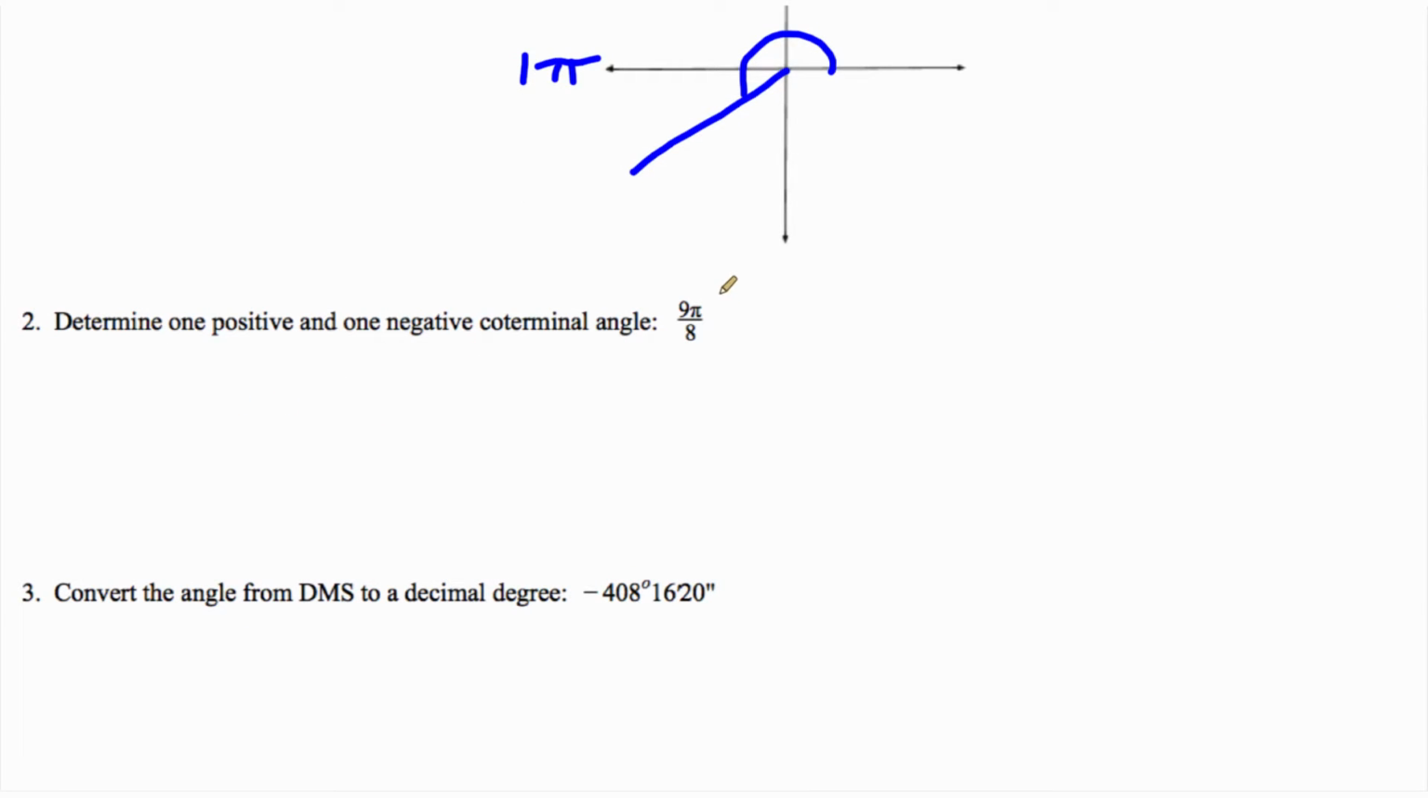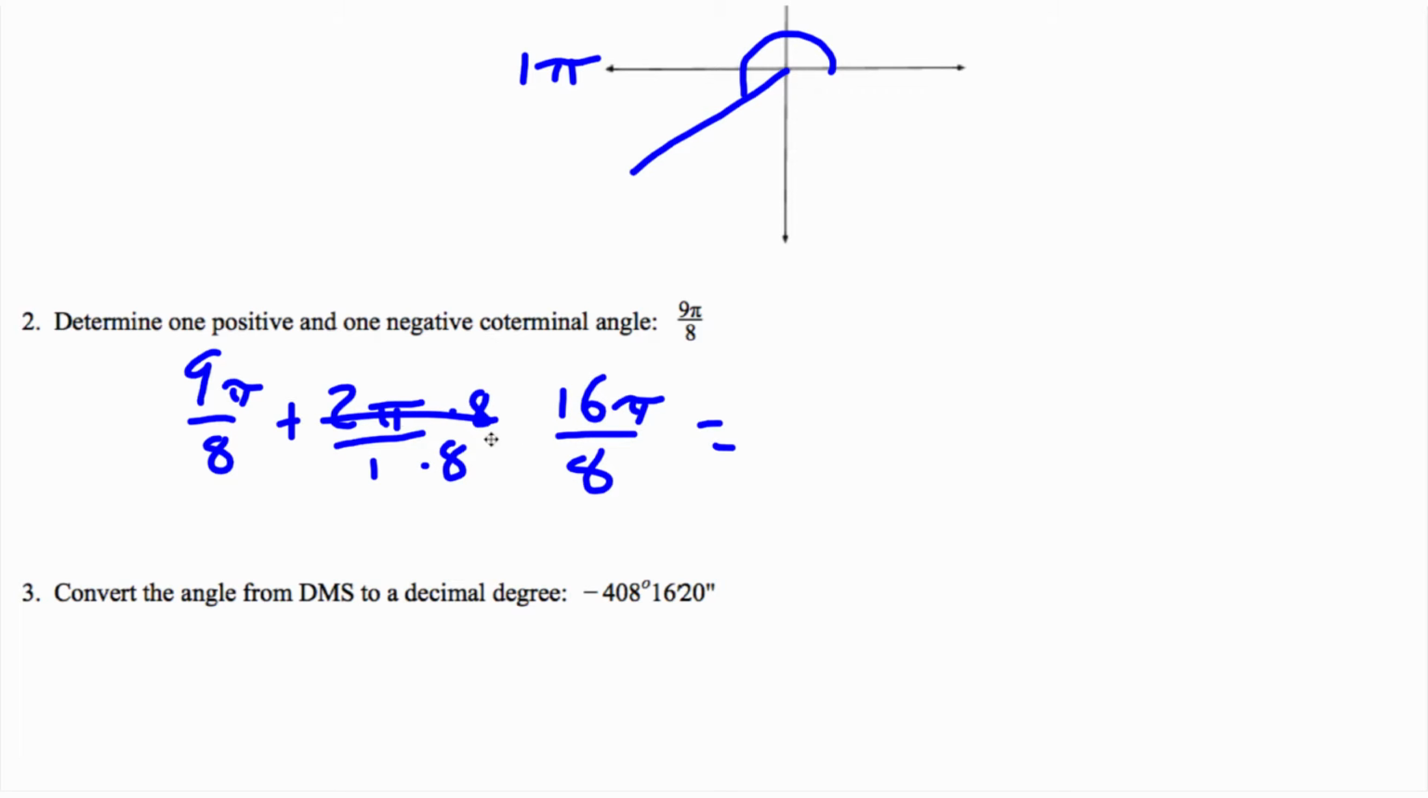Now for number 2, we're looking at that same 9 pi over 8 angle, and we're asked to find some coterminal angles for that. So remember, for coterminal angles, we're either going to add or subtract a rotation. So if we've got 9 pi over 8, and we want to find a positive coterminal angle, we're going to add 2 pi to this because 2 pi is one full rotation. Now, in order to add these together, we're going to need common denominators. So I'm going to put this 2 pi over 1, and then we'll have to multiply top and bottom by 8 to get that common denominator. So this will end up being 16 pi over 8, and then if we add those together, 9 pi plus 16 pi is 25 pi over 8.